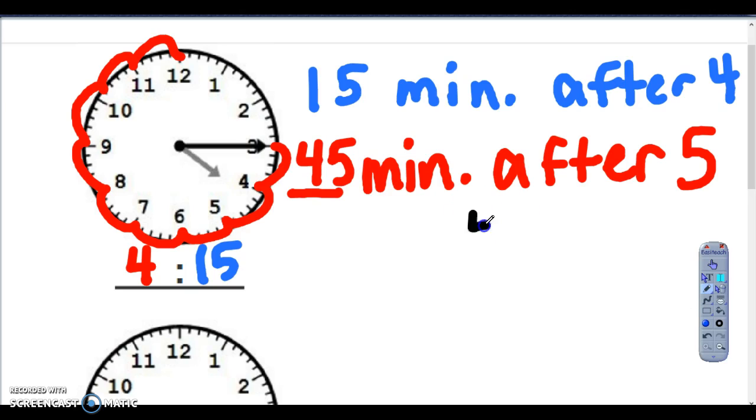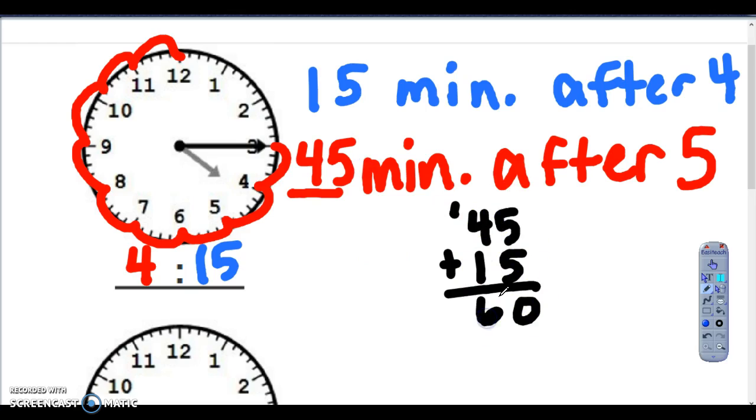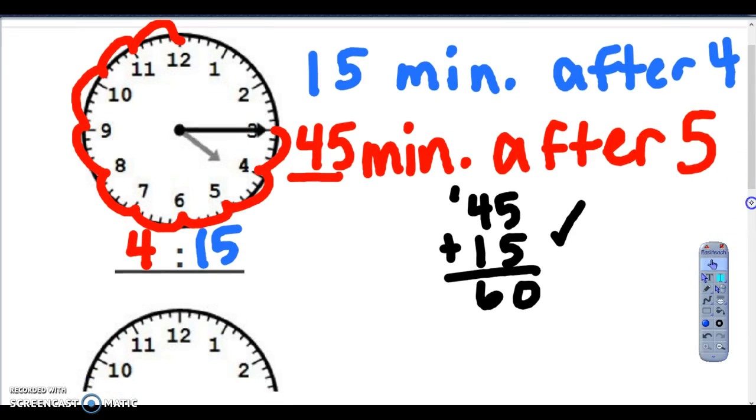And I'm going to check and make sure that when I add these two together, I get 60. 5 plus 5 is 10, 4, 5, 6. So I checked my work, I know I did it right. The answer would be 45 minutes before 5 and 15 minutes after 4. Alright, let's scroll down, let's check the next one.